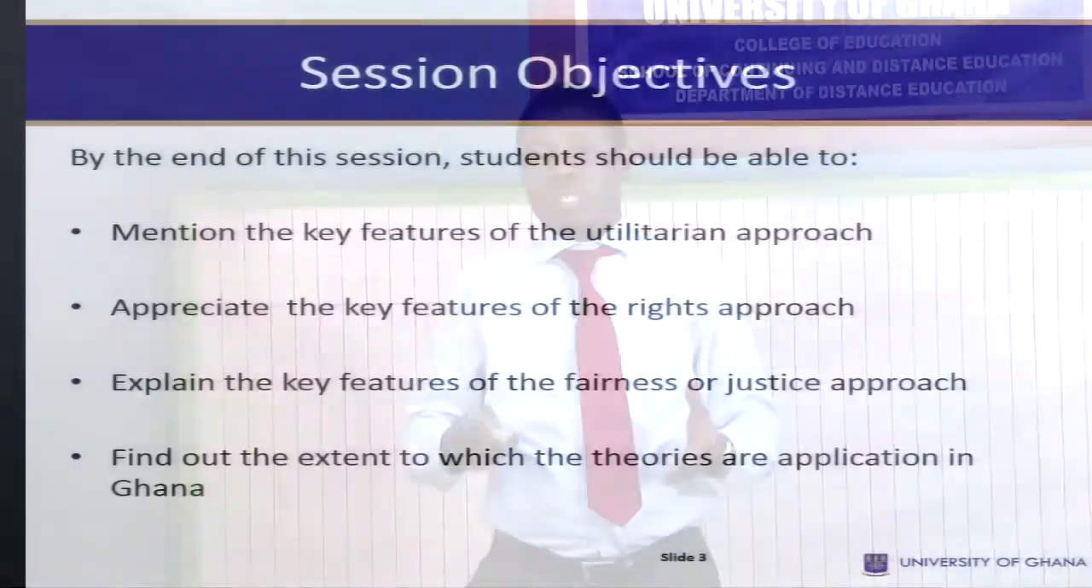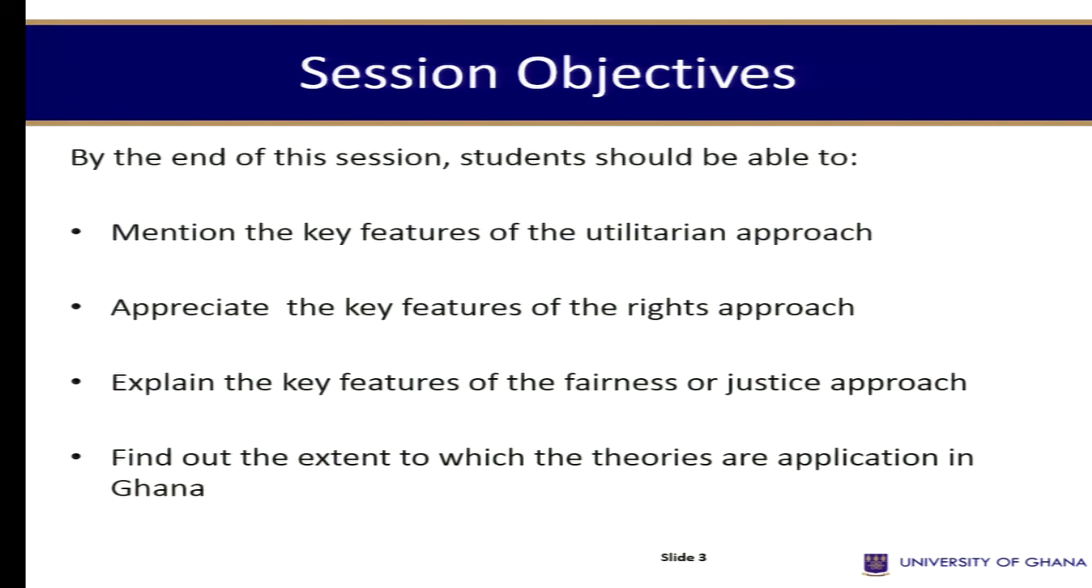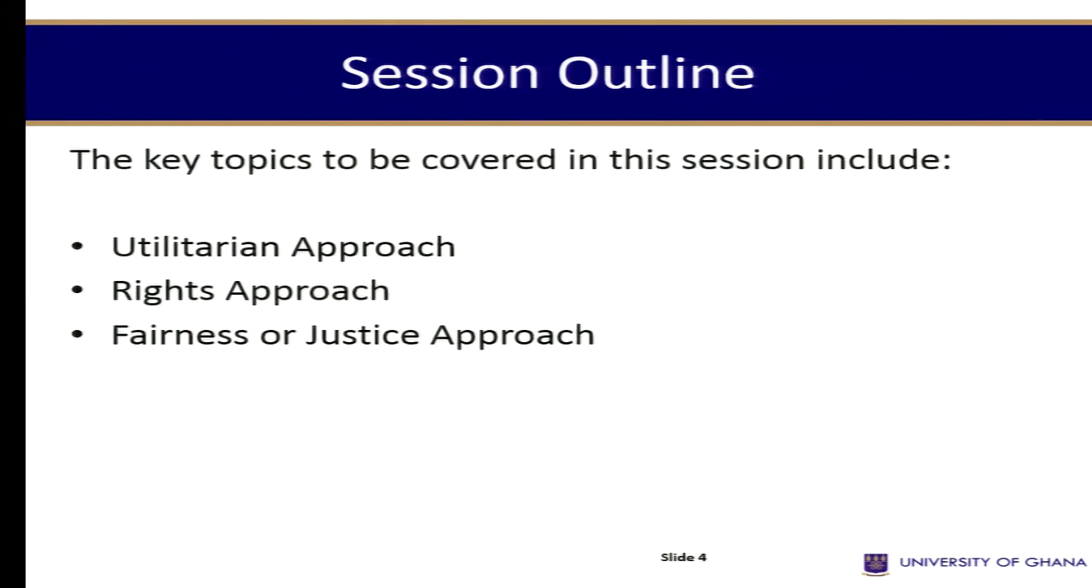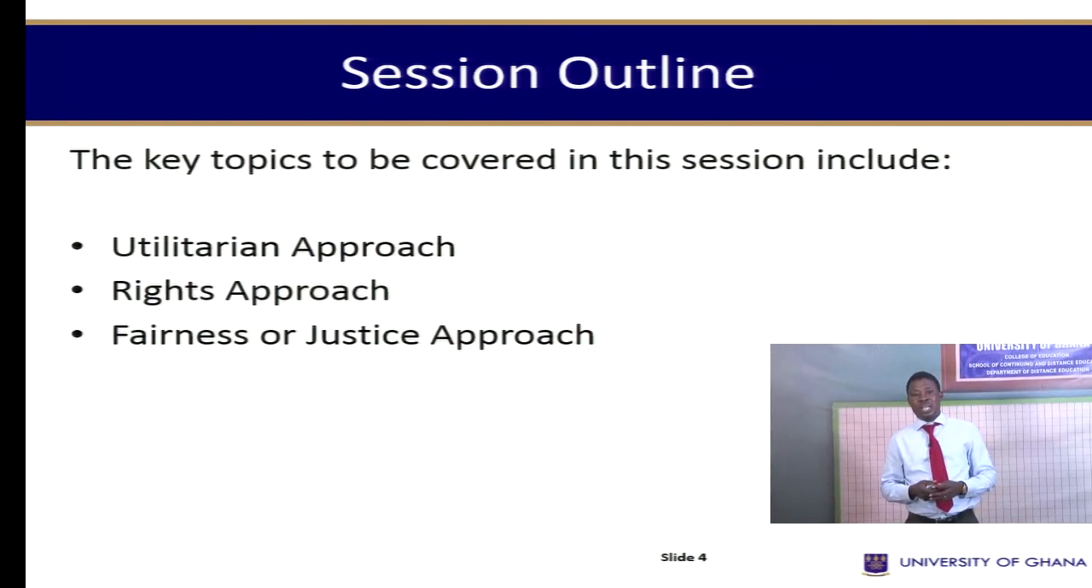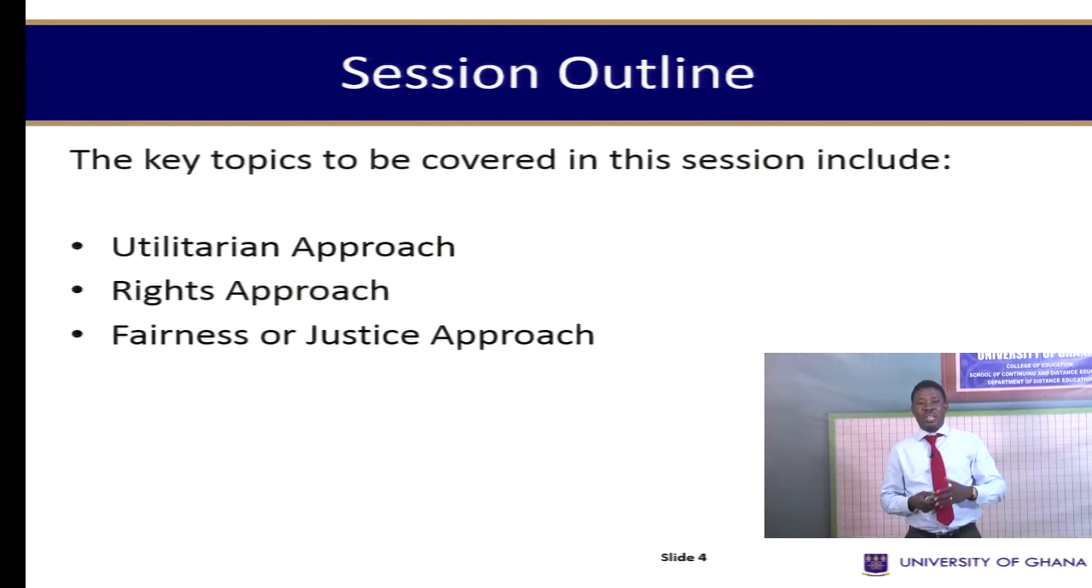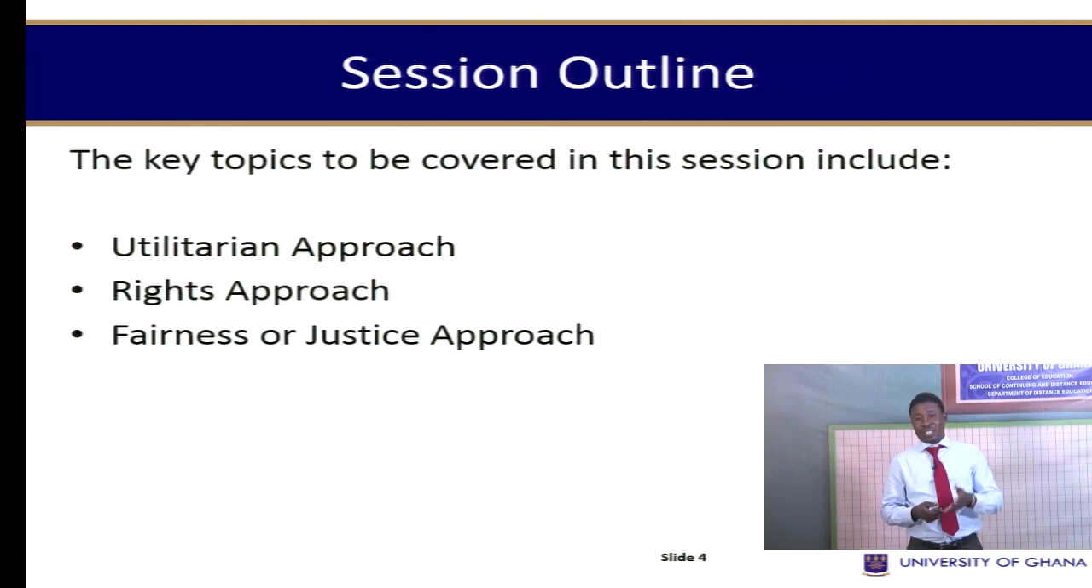In this session, we are going to look at what theories can be used to judge whether or not a particular action of an NGO is right or not right. And we will talk about 3 of the theories in this session. The first one is utilitarian theory. The second one is rights theory. And the third one is the fairness or justice approach. Justice is my name, remember. So I'm happy to talk about that theory.